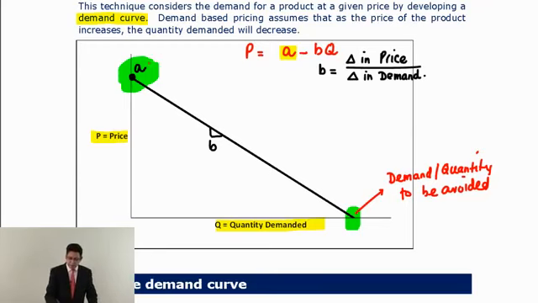So the top part is the price to be avoided and the bottom part is the quantity or demand to be avoided. The reason being, this is such an absolute infinite quantity which we cannot produce. We do not have enough production capacity to produce this. And secondly, at this quantity, the price will be very, very low. And if the price is very, very low, we cannot make enough profits.